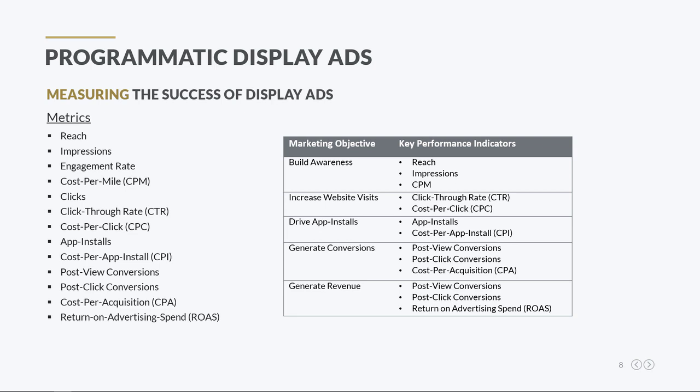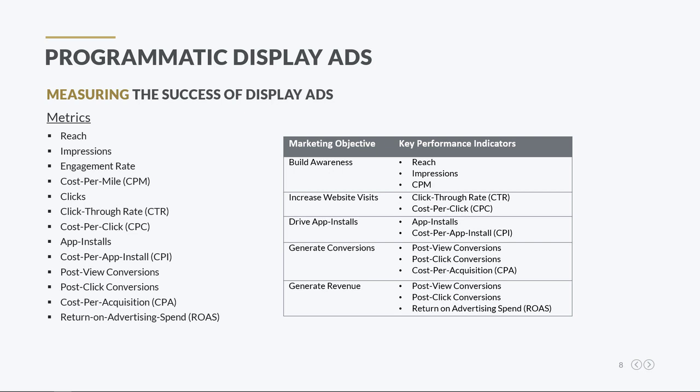Depending on the objective of the display advertising campaign, only a few metrics should be picked and analyzed. Otherwise, the analysis process will become very inefficient. So if the marketing objective is to build brand awareness, the ideal metrics would be reach, impressions, and CPM. If the objective is to increase the number of website visits, I would pick the click-through rate and CPC metrics. For driving app installs, the ideal metrics would be app installs, and cost per app install.